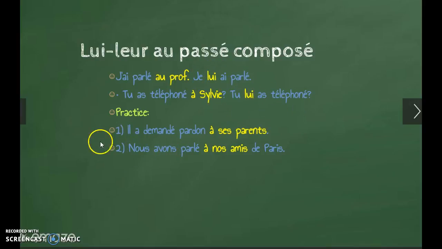Now you have two sentences here for practice. What I want you to do is to replace the words highlighted in yellow with the appropriate pronoun. So you need to either use lui or leur to replace these highlighted phrases. And we can do the correction when I see you in class tomorrow.